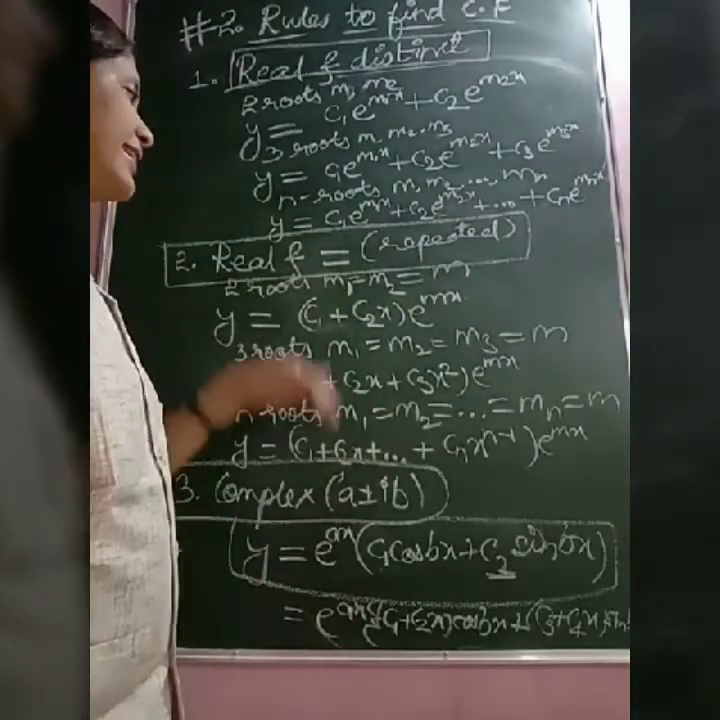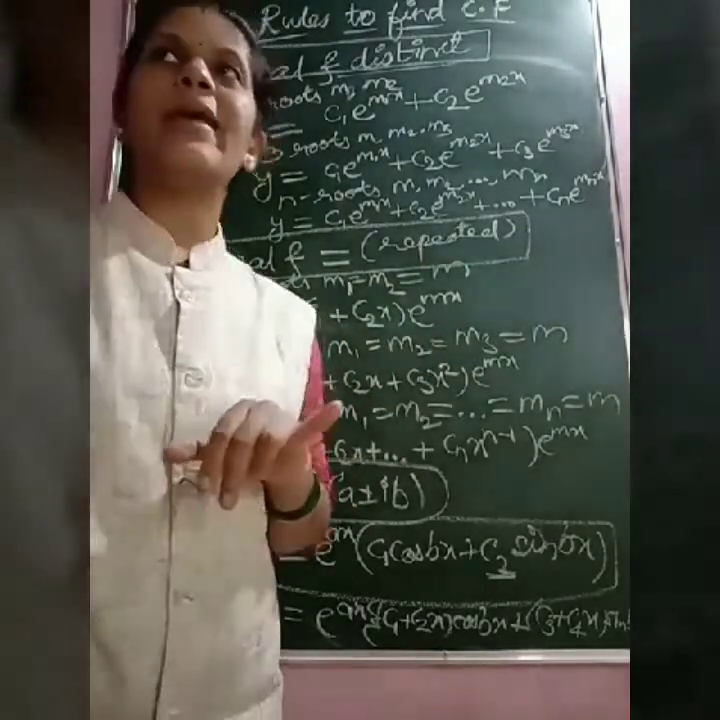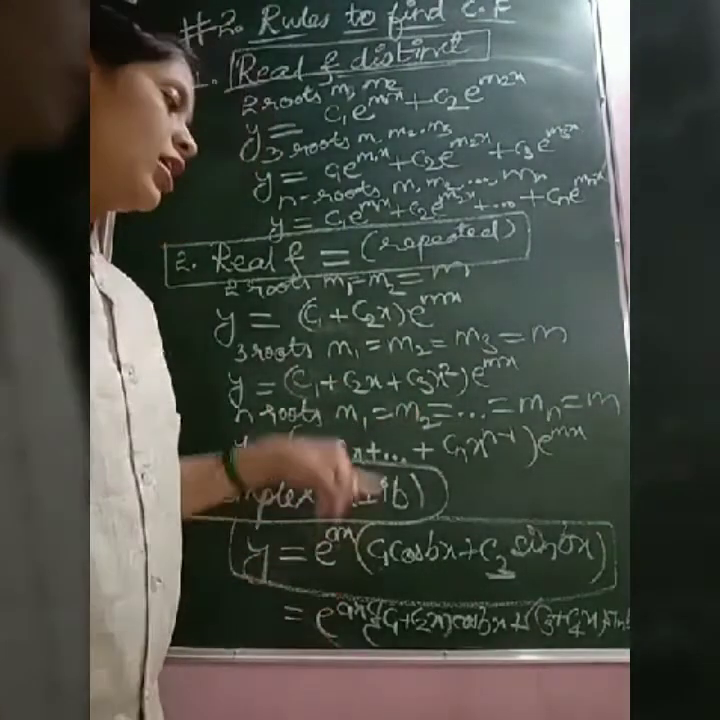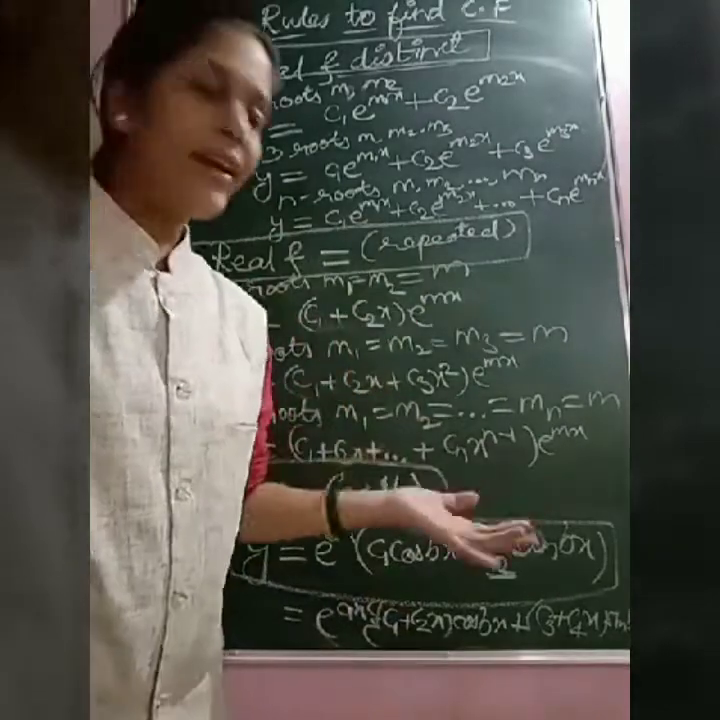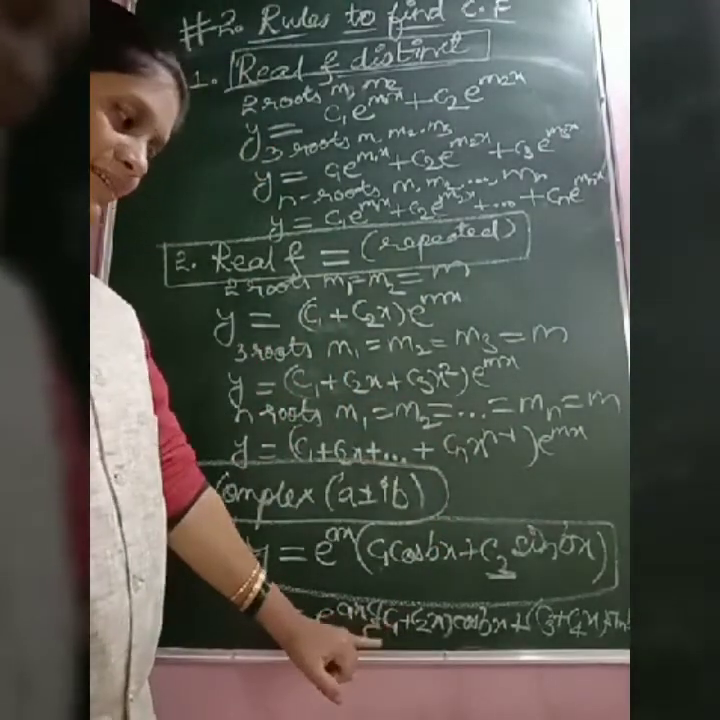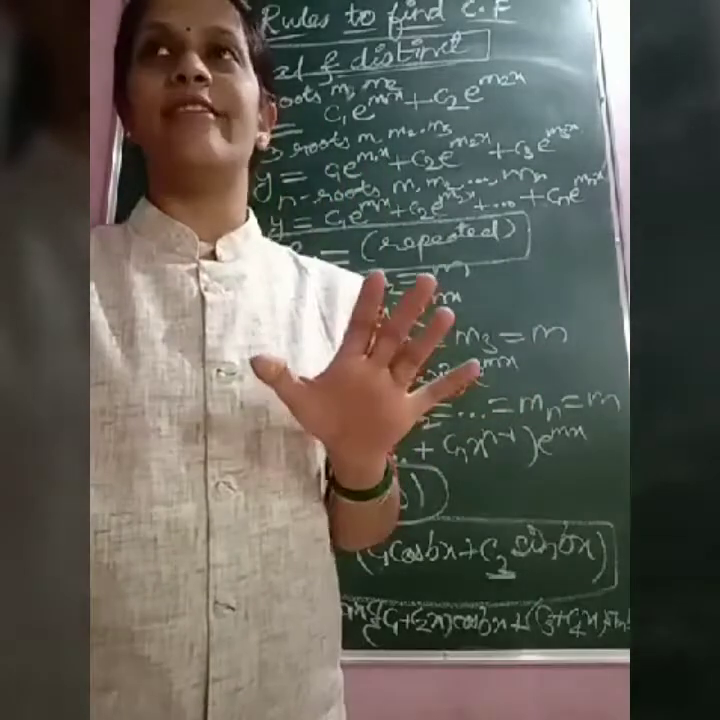And when it is real and equal, we are going to follow this. And if it is complex, then we are going to follow this. Distinct complex, we are going to follow this. Repeated complex, we are going to follow in this way. So this is for rules to find CF.